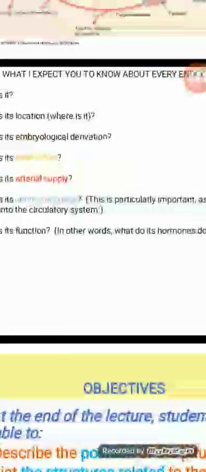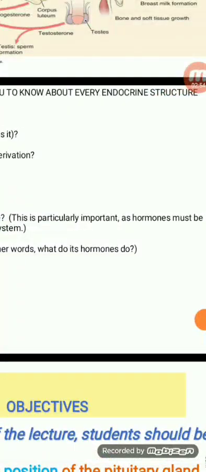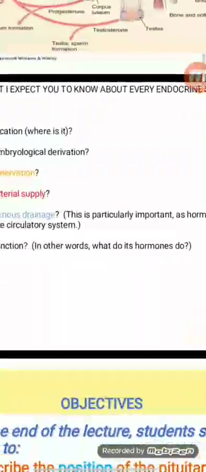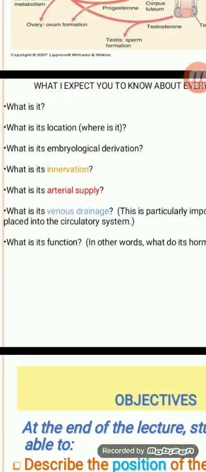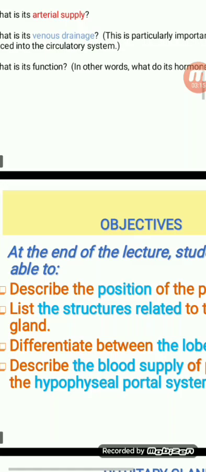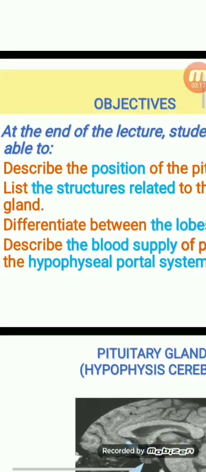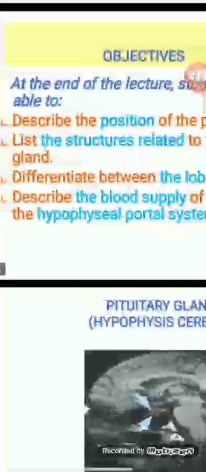And what do you expect to know about every endocrine structure or gland? You have to know what it is, where it is located, what is the embryological origin or derivatives, what is the innervation, what is the arterial supply, what is the venous drainage, and what are the functions. The objective is to describe the position of the pituitary gland.